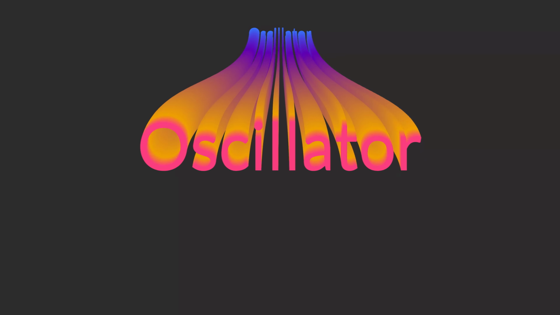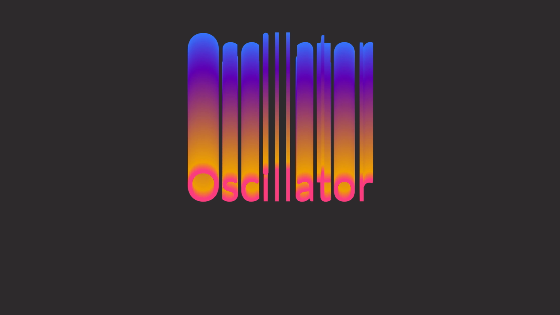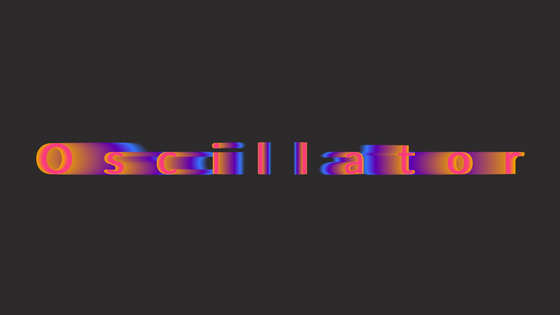In this tutorial, I will show you how to use Oscillator in Cavalry. Oscillator is one of the fundamental modifiers in Cavalry, and you can create complex animations very quickly, as you can see from the examples on the screen.